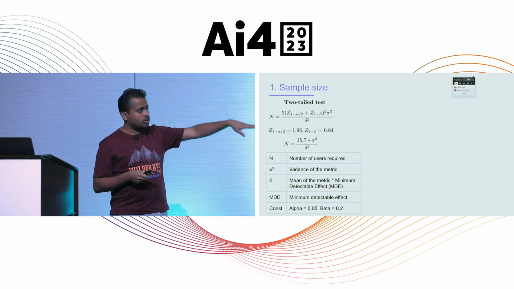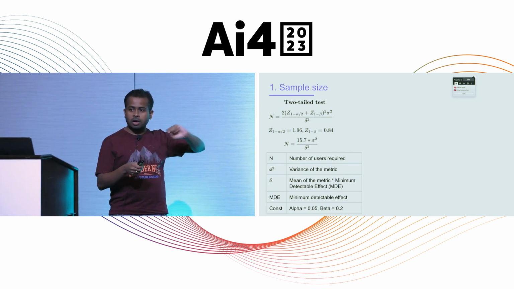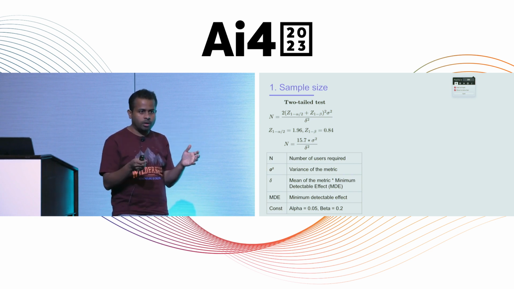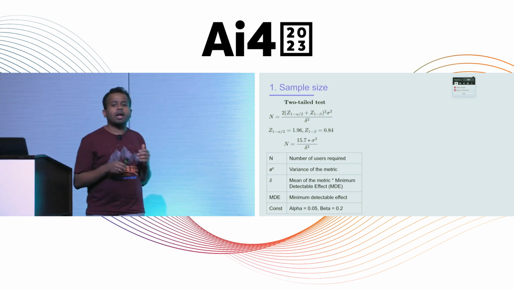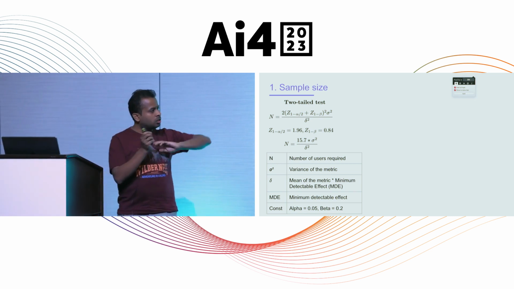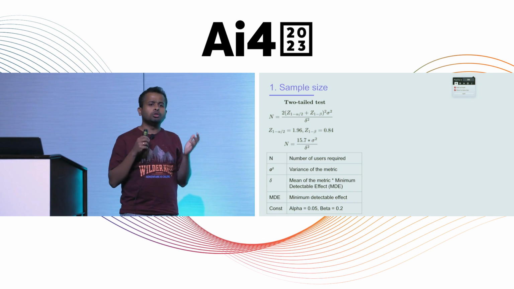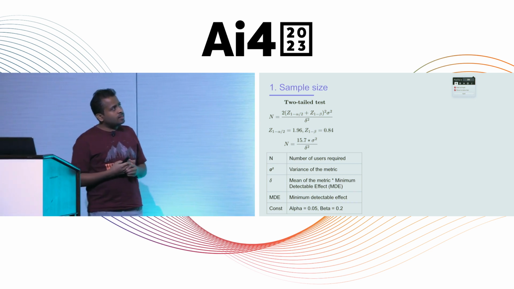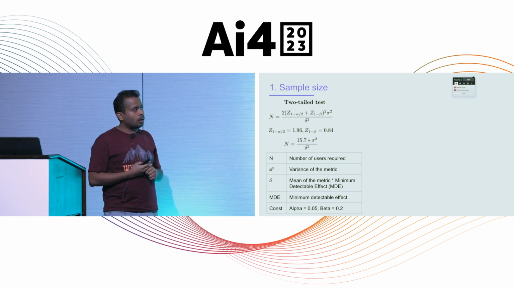And there are a couple of constants here, which are type 1 error and type 2 error. So usually we assume type 1 error, which is alpha, to be around 0.05 and type 2 error to be around 0.2. You can try to change these numbers, but usually these are the defaults that everyone uses. Now, with this, you can go ahead and start the experiment.